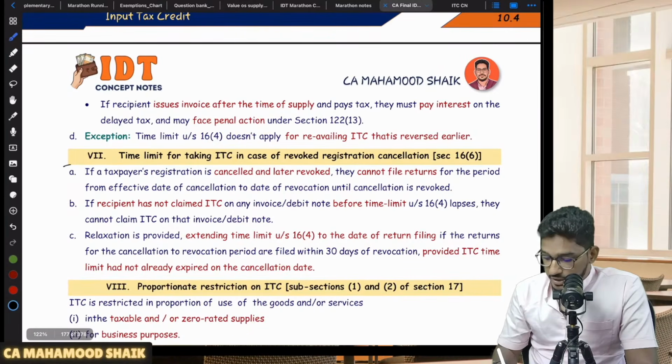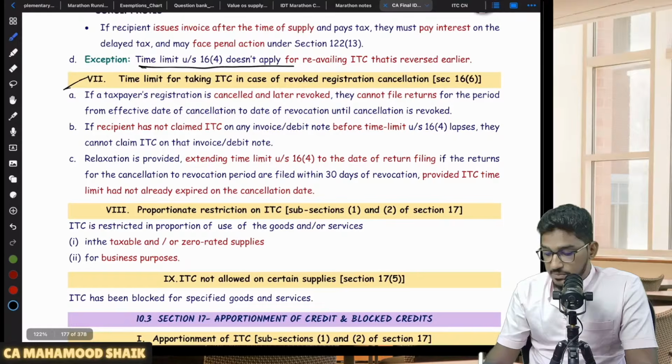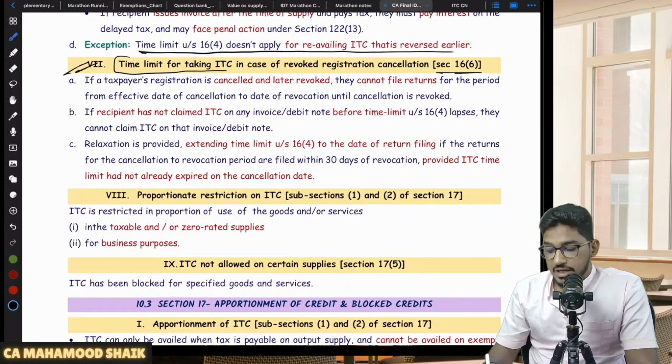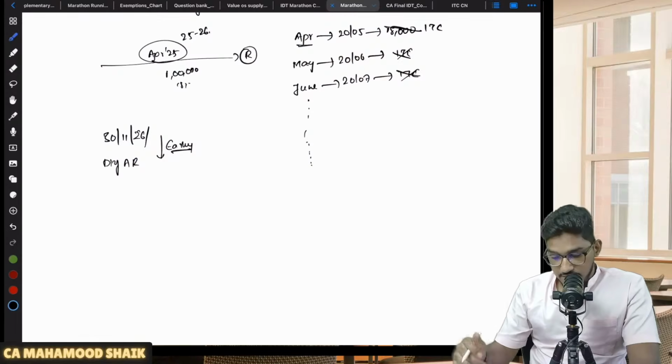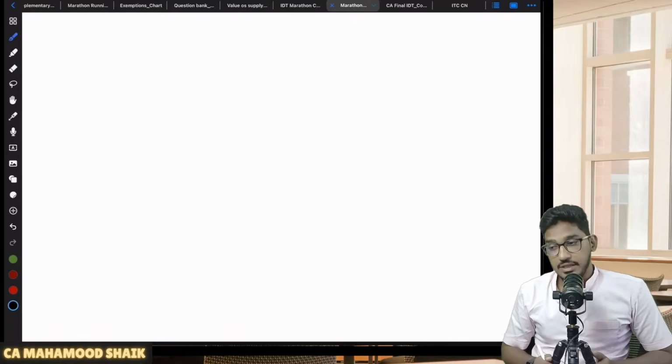Then one more point I would like to explain here. So this is what: the time limit under 16 subsection 4 doesn't apply for re-availing ITC. One more point I would like to say here: 16 subsection 6, time limit for taking ITC in case of revoked registration cancellation. So let me spend some time on this. This is one important area. This is something which you might not have learned at your CA Inter properly, but at CA Final level, they might ask a question on this.